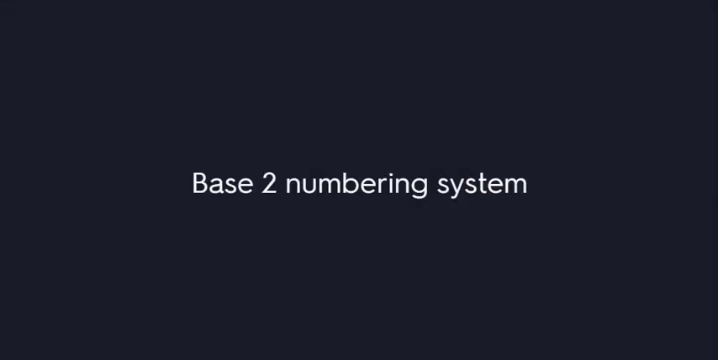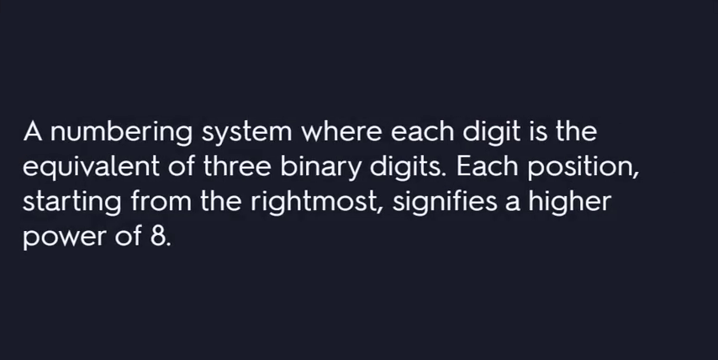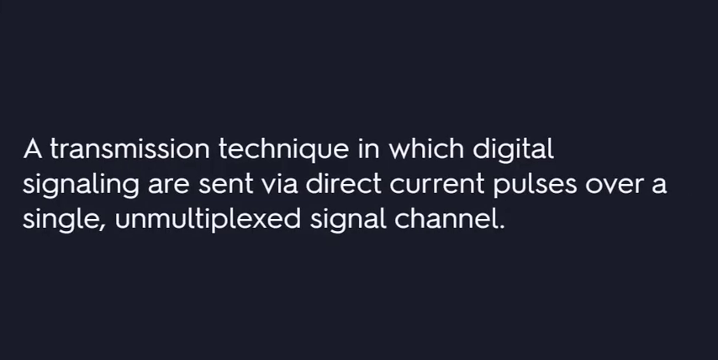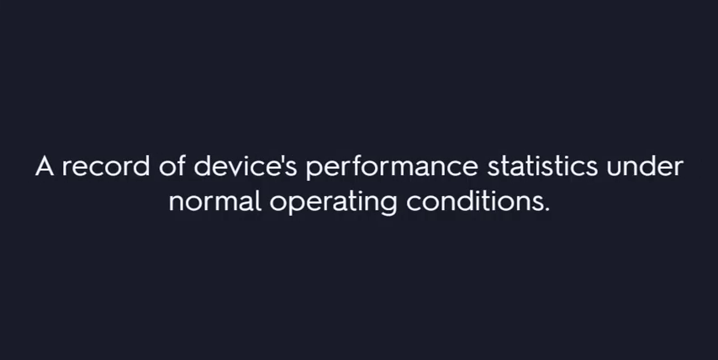Base 2 numbering system. A numbering system where each digit is the equivalent of 3 binary digits. Each position, starting from the rightmost, signifies a higher power of 8. Base 8 numbering system. A transmission technique in which digital signals are sent via direct current pulses over a single, unmultiplexed signal channel. Baseband transmission.